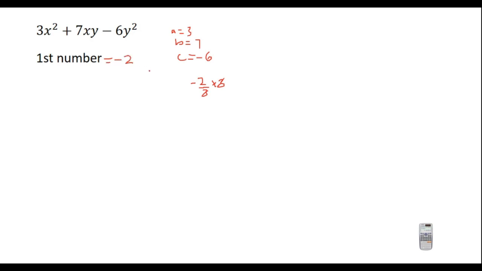To get the second number, first find A times C. A times C will give us 3 times minus 6, which is minus 18. So we are going to have minus 18. Now divide A times C by the first number, which is minus 2. We are going to have negative will cancel negative. Now 18 divided by 2 is going to give us 9. So the two numbers we are looking for are positive 9 and negative 2.